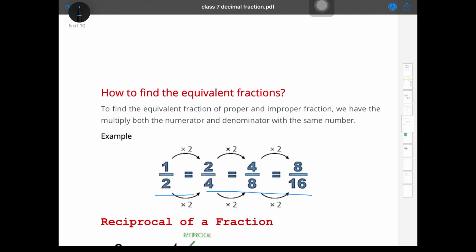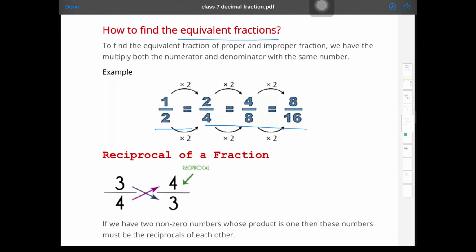The next one is how to find the equivalent fraction. To find that, it's very simple. Just take the fraction, and multiply some number in the numerator as well as in the denominator. Both the numbers should be the same. So if you multiply with 2, you'll get 2 by 4. Now again multiply it with the same number or a different number. All these fractions are equivalent fractions. This way you can find the equivalent fractions.